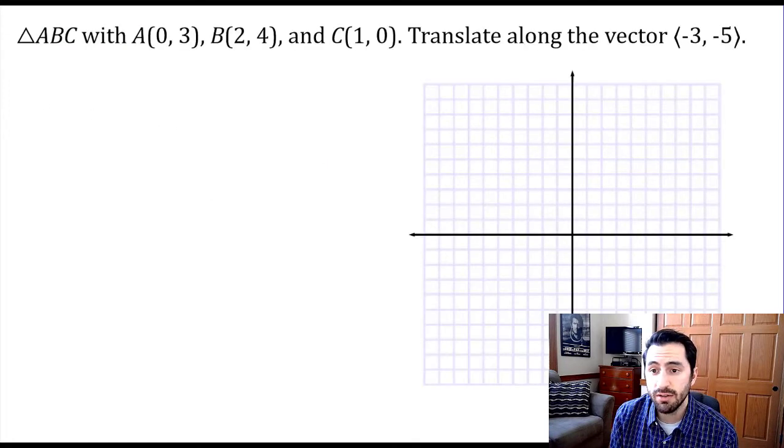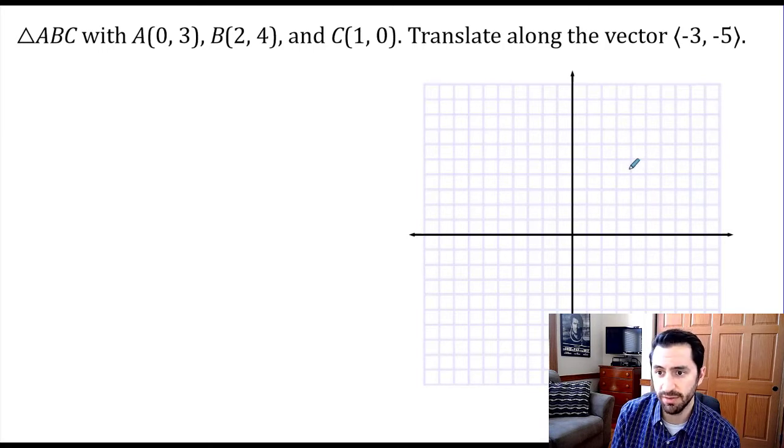So I have a triangle ABC with vertices A is 0, 3, B is 2, 4, and C is 1, 0. And what we want to do is translate this along the vector -3, -5. Okay, so there's that word vector. So again, a vector is a directed line segment. So this tells us how far in the x direction to go and how far in the y direction.